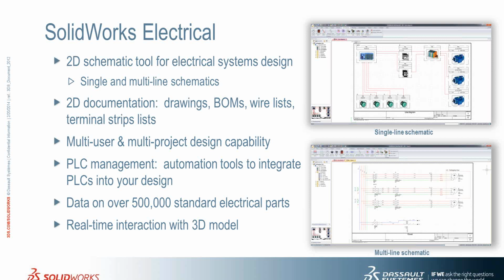So let's say, hey, I'm just looking into a replacement of my current method, where I'm using 2D CAD, and I'm not using any 3D CAD software. So let's say this is your concern. You may consider starting with SolidWorks Electrical as an alternative to your current practice, which is using 2D CAD software. First of all, it provides a 2D schematic tool for electrical system design. It can generate 2D documentation, so in this case drawings, bill of materials, wire lists, terminal strips, and so on.